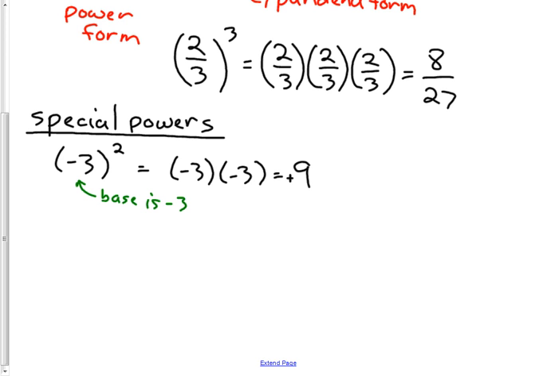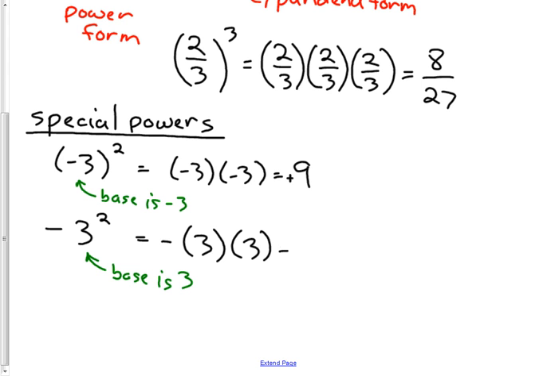If we see something like negative 3 squared, because there are no brackets there, our base here is just 3, and we only have one negative sign. So that negative sign goes out front, and then we evaluate our exponent. So this is going to be negative, and then just 3 times 3, which is 9. Then we apply the negative sign, negative 9.